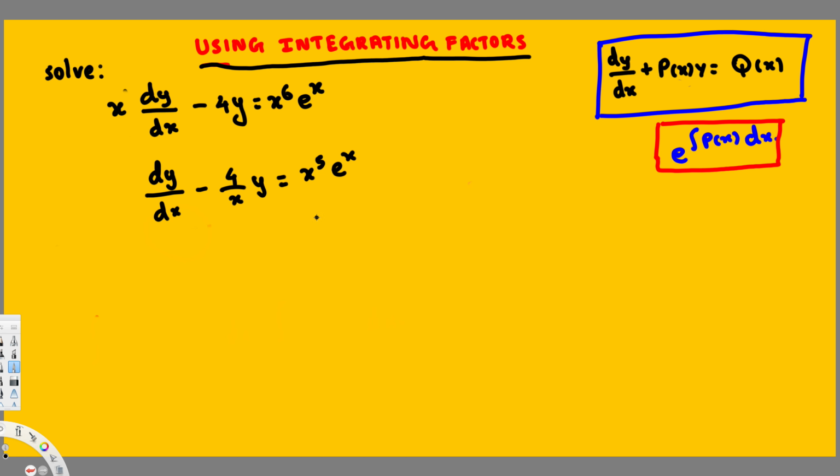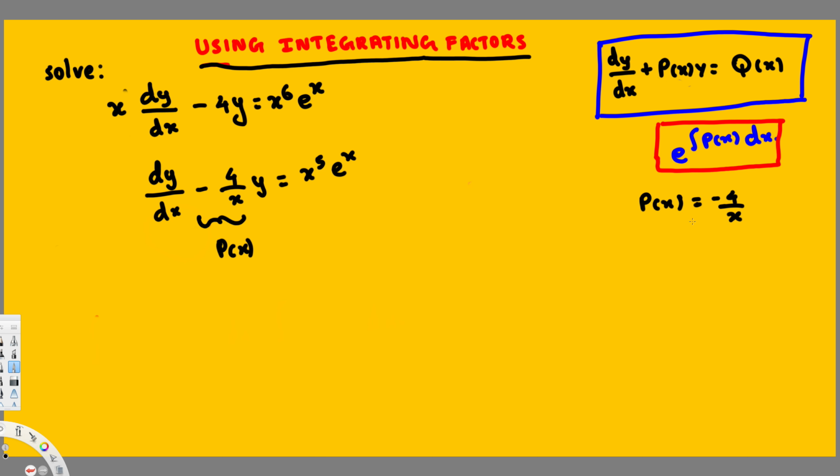Now we have to find out our p of x value. P of x is whatever value we are adding with dy over dx and multiplying by y. So if you look at this one, this negative 4 over x is added to dy over dx and multiplied by y. So this is going to be our p of x. Now after we find p of x, we have to find our integrating factor. To find the integrating factor, we use this formula, that is e power integral p of x dx. We know that p of x is equal to negative 4 over x.